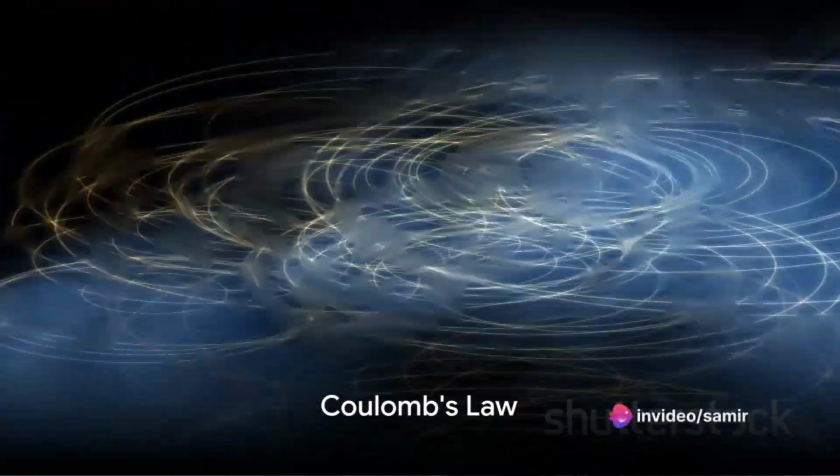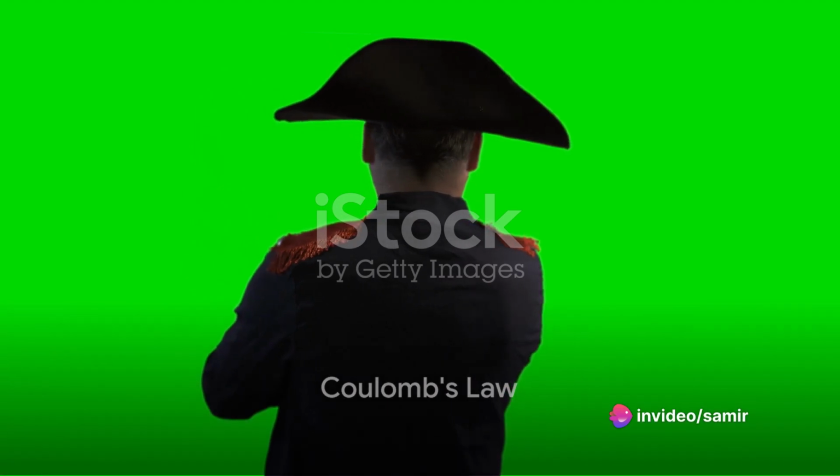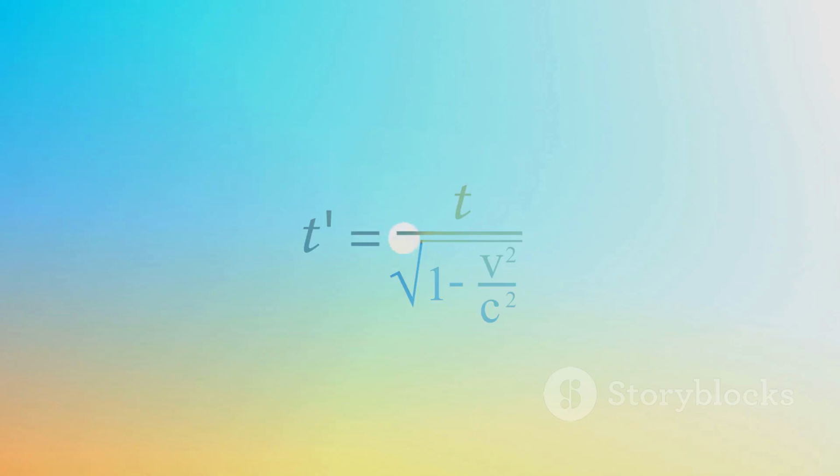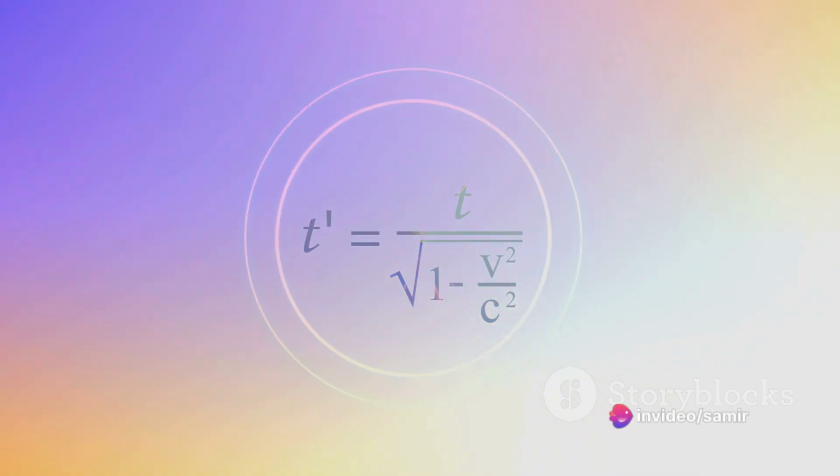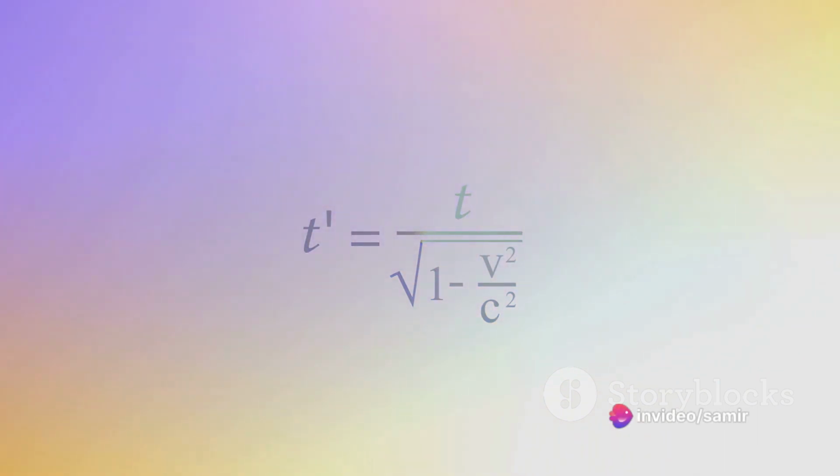Next, we move on to Coulomb's law. Named after the French physicist Charles-Augustin de Coulomb, this law describes the force between two charges. It states that the force between two charges is directly proportional to the product of their charges and inversely proportional to the square of the distance between them.